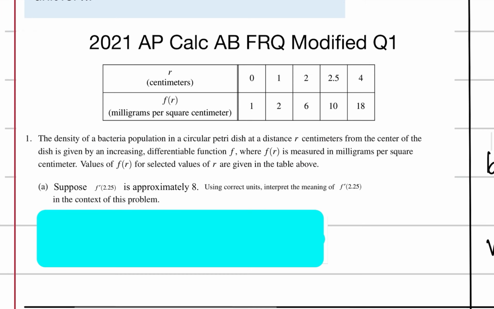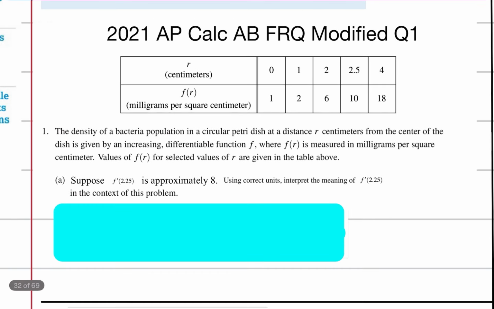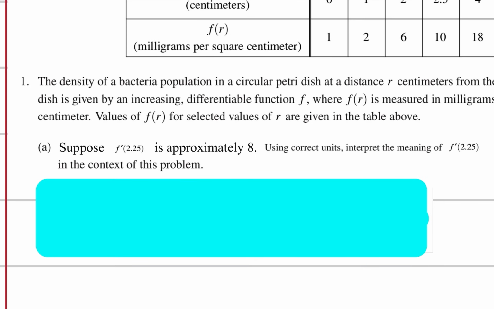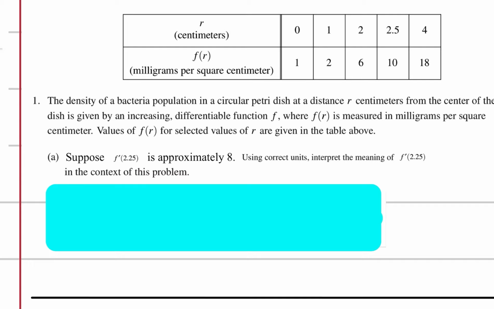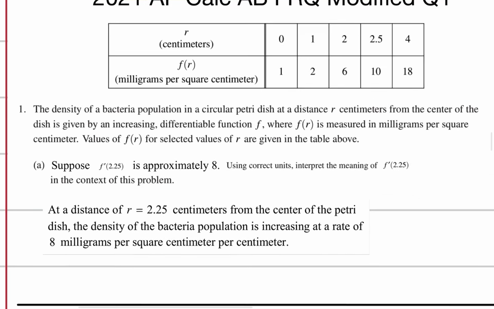Remember, we need to know it's the instantaneous rate of change of what is f? Well, the milligrams per square centimeter, or sorry, the rate of change with respect to centimeters. So we need to get the units right, and we need to interpret that it's changing at this rate. So what does this mean? It means that at a distance of r equals 2.25, and r equals 2.25 is crucial, we need to say at what instance, from the center of the Petri dish. This is all in the problem. The density of the bacteria population, which is f of r, is increasing, because f prime is positive, at a rate of 8 milligrams per square centimeter.